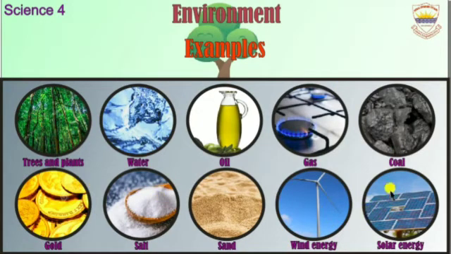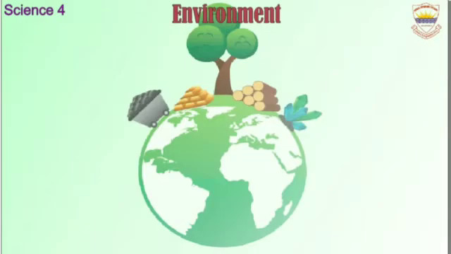Which natural resources are useful for humans? Trees and plants, water, oil, gas, coal, gold, salt, sand, wind energy, and solar energy. Now, we will discuss the uses of these natural resources.